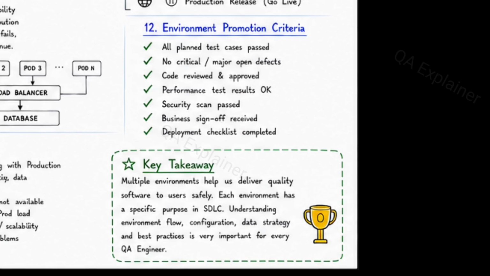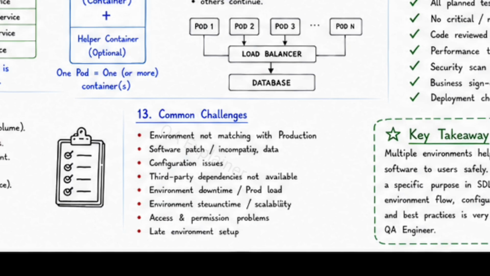Then we have the key takeaway. Multiple environments help us deliver quality software to the user safely. Each and every environment has a specific purpose in the SDLC. Understanding the environment flow, configuration, data strategy, and best practices is very important for every QA engineer. I hope this video is helpful. I tried to consolidate proper, well-segregated knowledge.